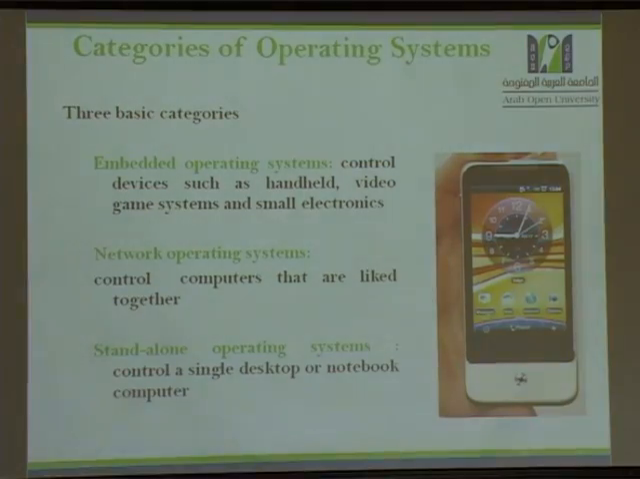Categories of operating system. We have three different categories. The first one is the embedded operating system. Embedded operating systems are very small versions of operating systems that control devices such as your handhelds, your mobiles, your tablet PCs, your iPad. All of them are called embedded operating systems. They handle video game systems, handheld systems, and small electronics.